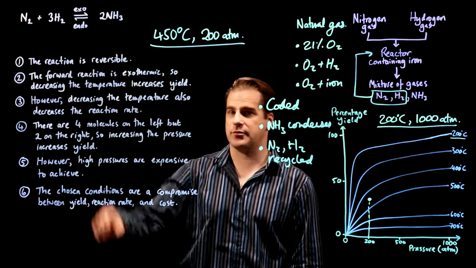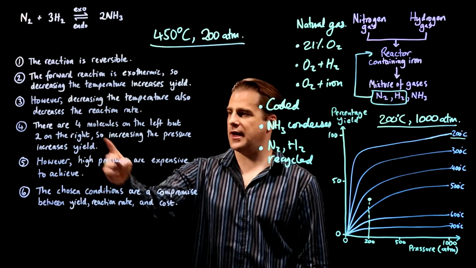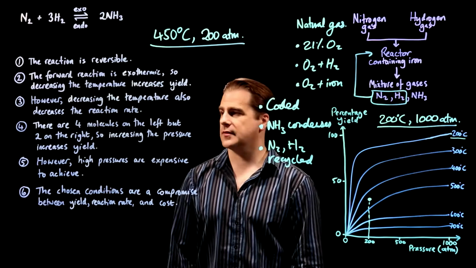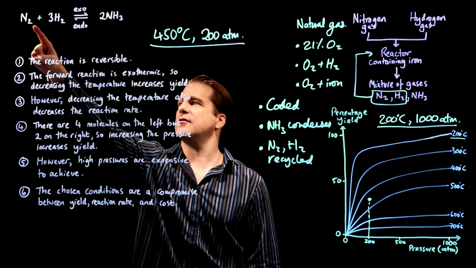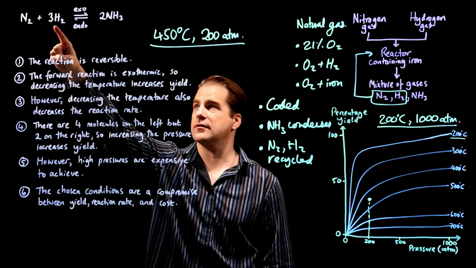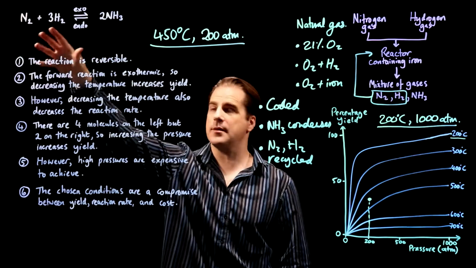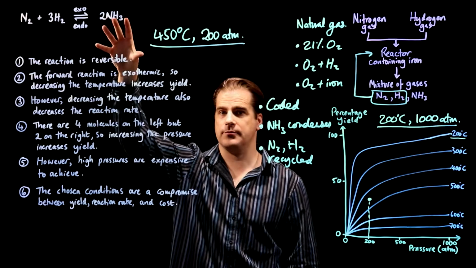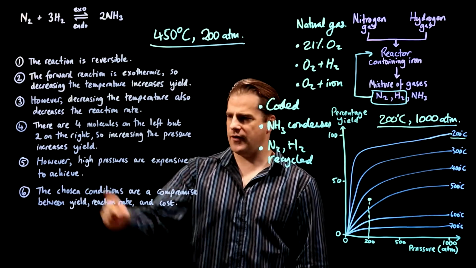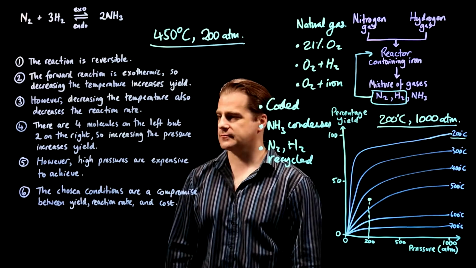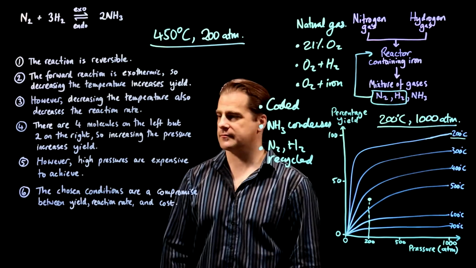Next, 2 points of pressure. There are 4 molecules on the left, but 2 on the right, so increasing the pressure increases yield. The 4 molecules on the left, 1 nitrogen and 3 hydrogens, but on the right, there's only 2 ammonias, so there's twice as many moles on the left as there are on the right. However, high pressures are expensive to achieve, and no one likes spending money.